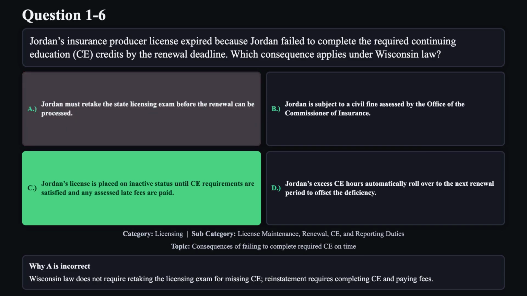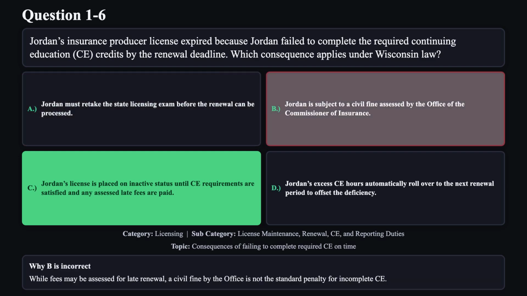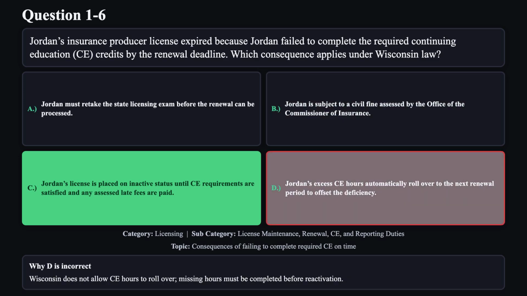Reason A is not correct. Wisconsin law does not require retaking the licensing exam for missing CE. Reinstatement requires completing CE and paying fees. Reason B is not correct. While fees may be assessed for late renewal, a civil fine by the office is not the standard penalty for incomplete CE. Reason D is not correct. Wisconsin does not allow CE hours to roll over. Missing hours must be completed before reactivation.